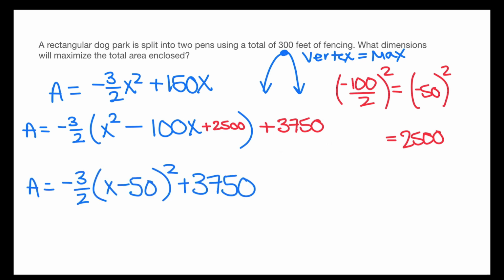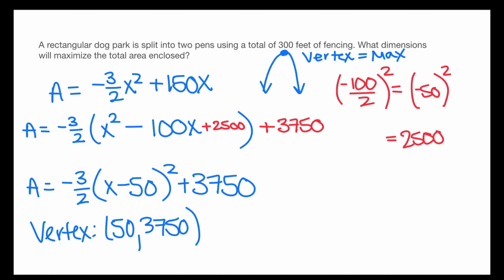Now we can factor our perfect square. This trinomial turns into (x minus 50) squared. And there's our function in vertex form. Based on the function in vertex form, I know that the vertex is located at (50, 3,750).